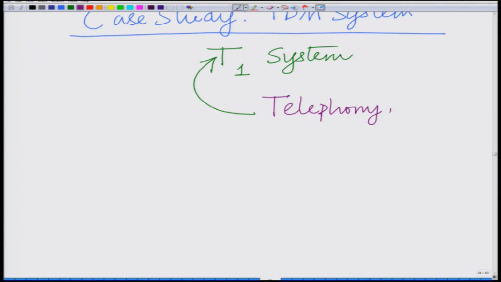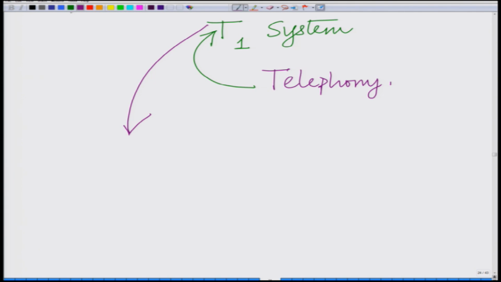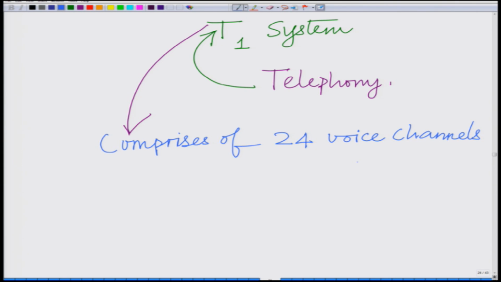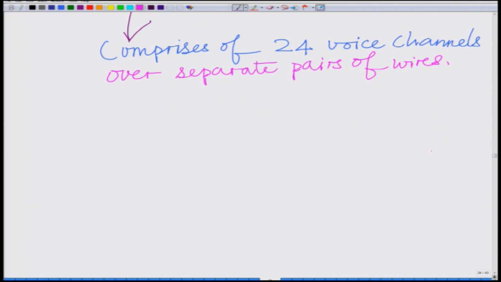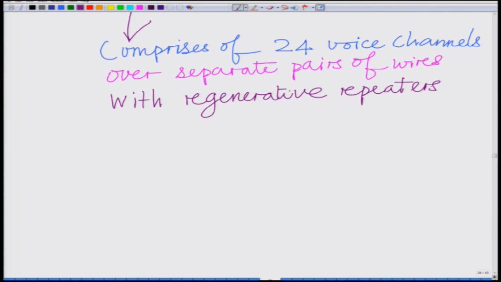Now, the T1 system comprises 24 voice channels over separate pairs of wires, with regenerative repeaters, because the signal dies down with distance, which basically amplify the signal at approximately 2 kilometer intervals.